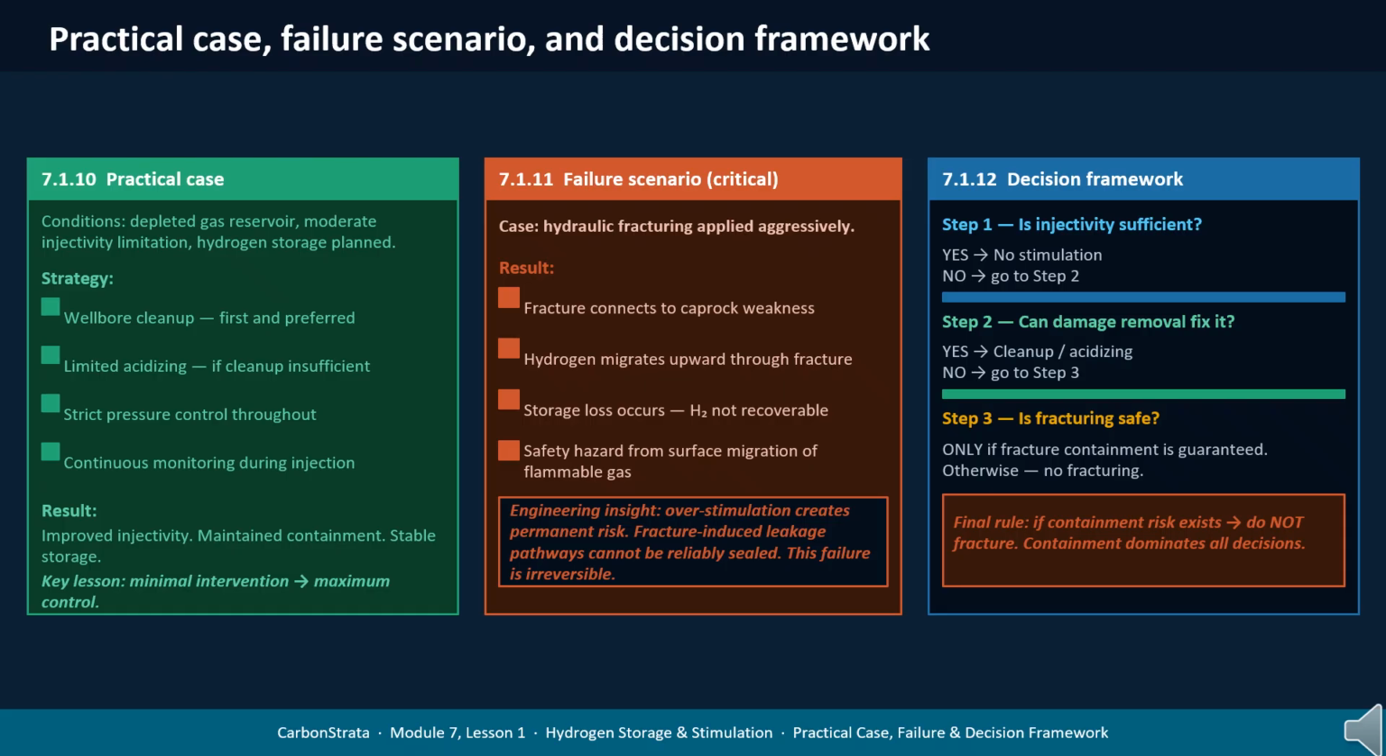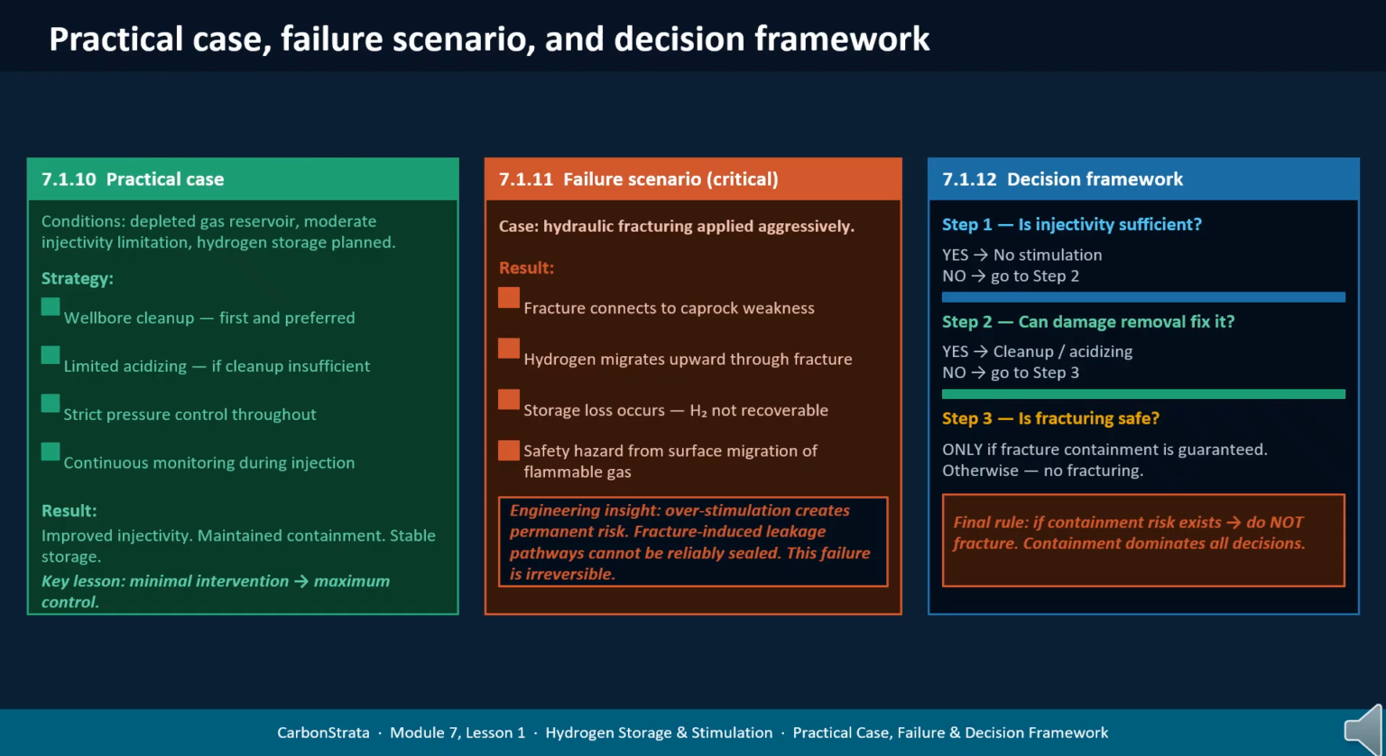A fracture connects to a weak zone. Hydrogen begins to move upward. Storage is lost. Not partially, permanently. This is not a performance issue. It is the loss of the system itself. Once a pathway is created, it cannot be reversed.